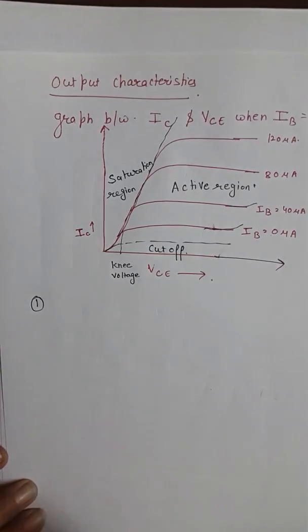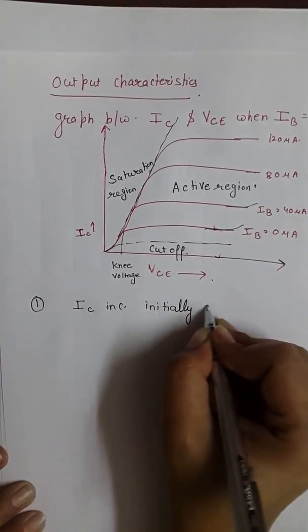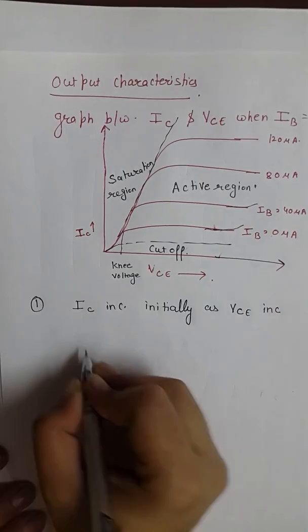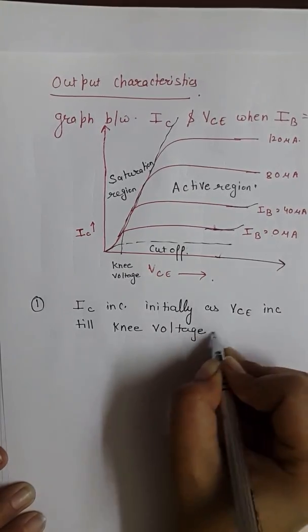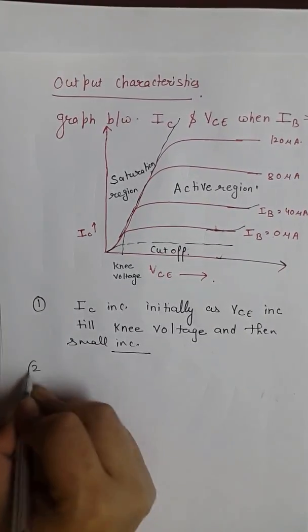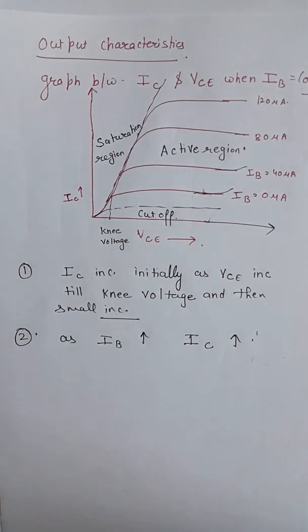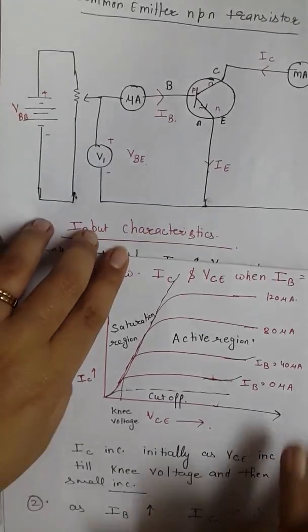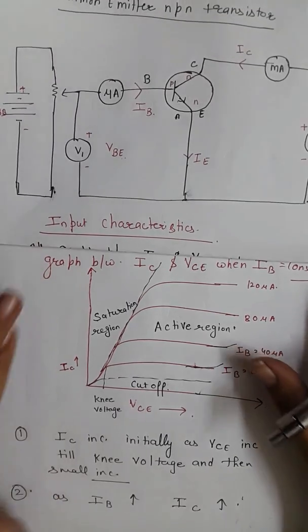The very first observation I am writing down is IC increases initially as VCE increases till knee voltage, and then small increase. And my second observation says as IB increases, IC increases. Let's now draw these two observations on my circuit. Let's see what it shows in the circuit. These two observations we will see in the circuit now. Parallelly, we'll have a circuit in front of us and we will see the characteristics, so that we'll come to know what we have done.